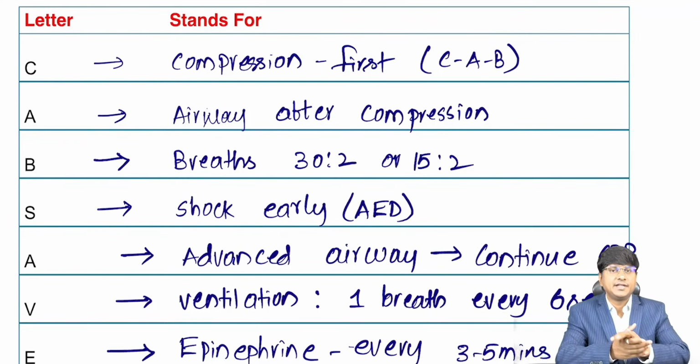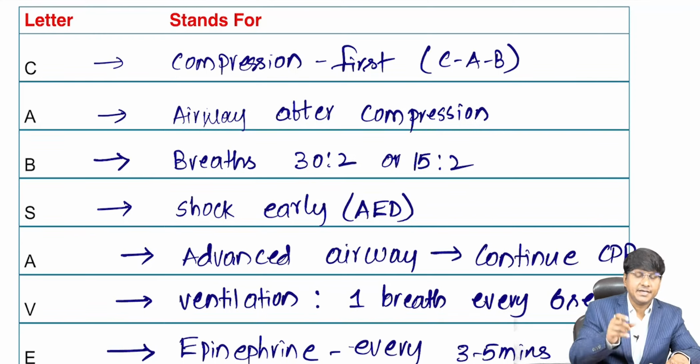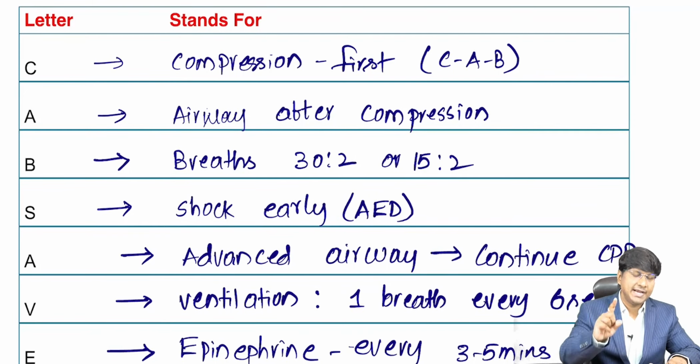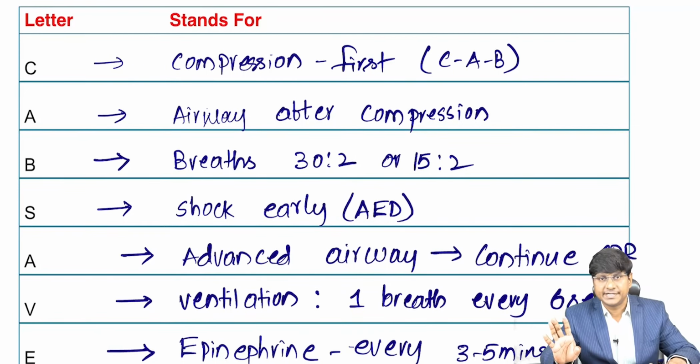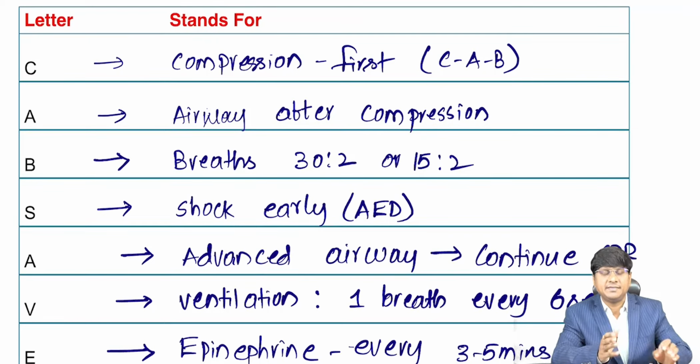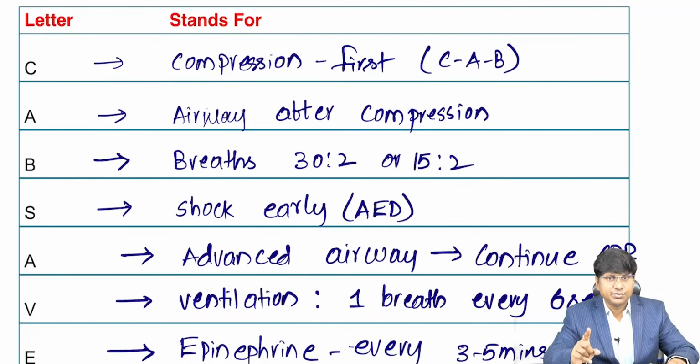And if you take the compression to ventilation ratio without advanced therapy, in adults it is around 30:2, whereas in children or infants, with 2 rescuers, it is around 15:2. And with advanced airway, you need to continue the compressions, and you should give one breath every 6 seconds. You should not give any interruptions to the compressions if the individual is on advanced airway. And for defibrillation, we need to use the AED as soon as possible and resume the CPR immediately after the shock.